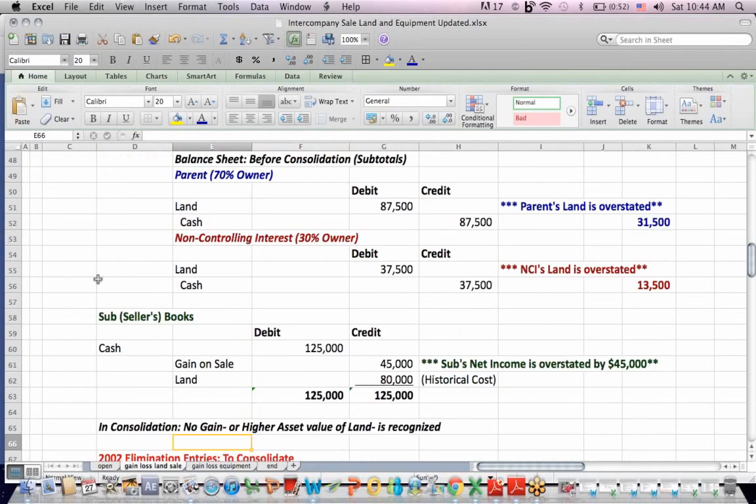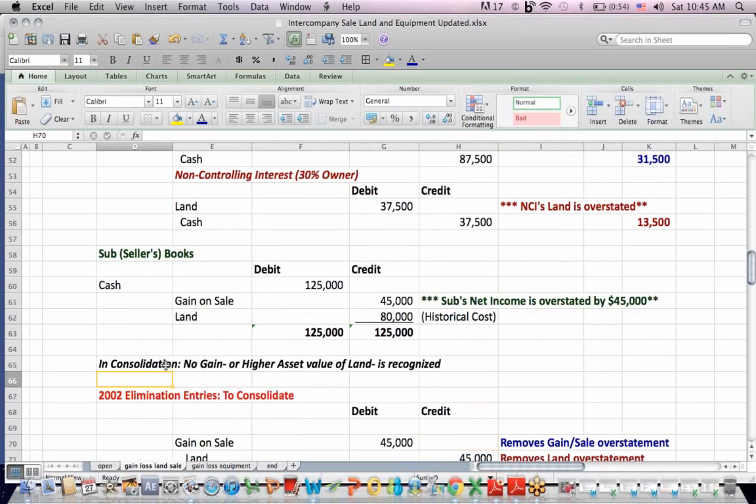Before consolidation on the subsidiary's books, the seller, they get cash in the door, the subsidiary, of $125,000. They take an asset called land off the books for $80,000. And to make debits equal credits, they need a credit gain on sale of $45,000. So the subsidiary's net income is overstated by $45,000. In consolidation, there is no gain, and there is no higher asset value for the land on the buyer's books. So we need to reverse that.